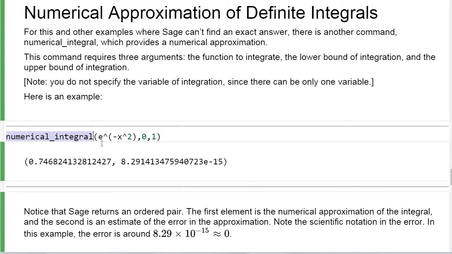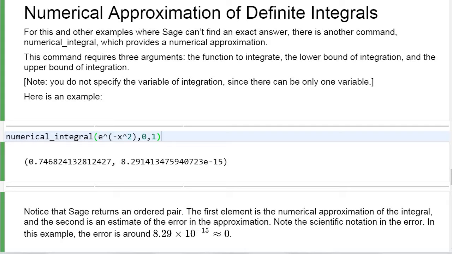It's slightly different from the regular integral command. It only takes 3 things. It takes the function or the expression you're trying to integrate, and then the limits of integration. That's it. What's missing is the comma x to specify the variable of integration. And the reason is, since this is a numerical approximation, there can be only one variable involved, which must be the variable of integration. If there are more variables involved, then the answer is not a number and you can't do numerical approximation.